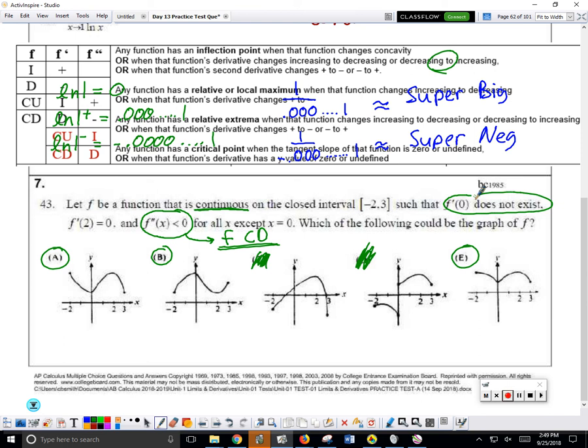Taylor, you're up. Oh, okay. The first two aren't concave down the whole time, they switch from concave down. There you go. Oh. That makes sense.